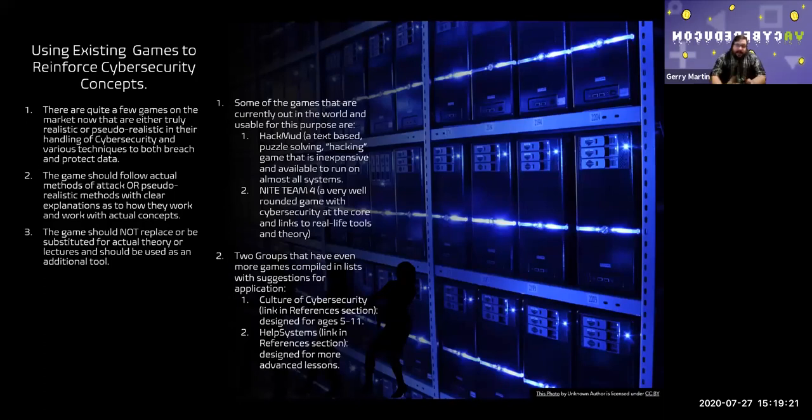Some of the games that are currently out there and really usable for this purpose are HackMud. I've played this one myself. It's a text-based puzzle-solving hacking game that requires you to solve various puzzles to get access to different systems to figure out the overarching story. And you can actually create your own server in that game as well that can then be defended against by other people.